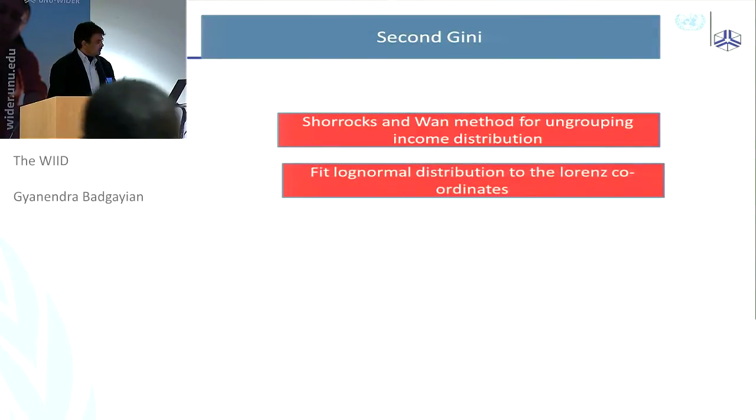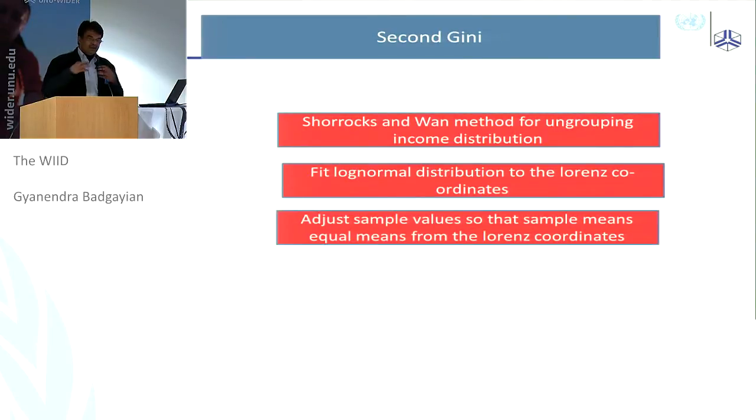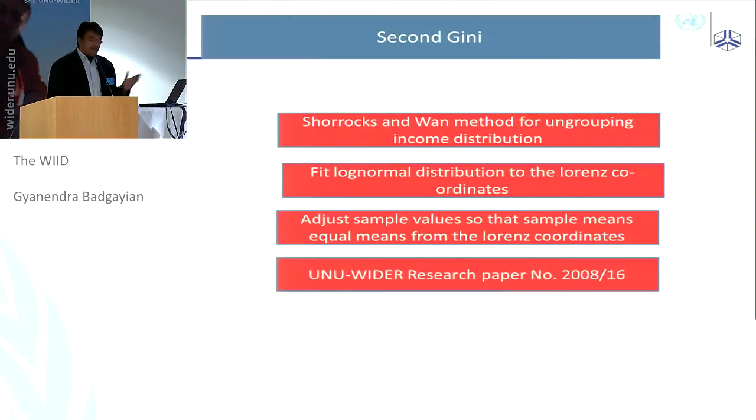So how it does it is that it fits a lognormal distribution to the parameters, to the various Lorenz coordinates. And then having fitted the curve, it takes, let's say, 100 sample points at different points on the lognormal distribution. And then the algorithm adjusts these sample values so that the mean of these sample values is the same as the mean of the original Lorenz coordinates data. So there is an ungrouping process, but this ungrouping process protects the mean, which means that you don't come up with new means. The first step, the fitting, doesn't give you that. The second step, which involves some manipulation of the sample values, allows them to arrive at new sample values which give you the same mean. Then using these new sample values, they produce the new Gini.